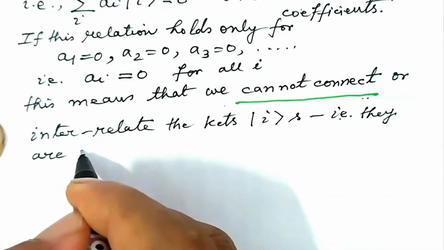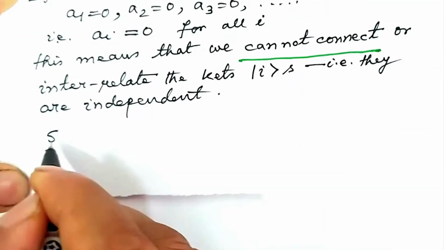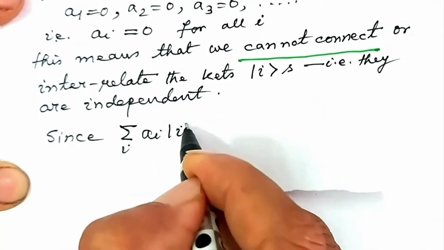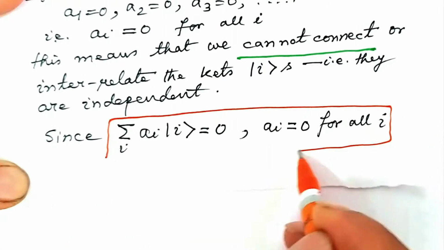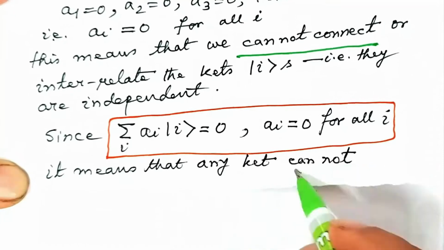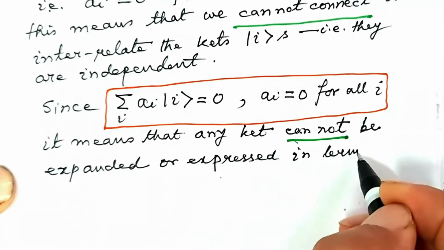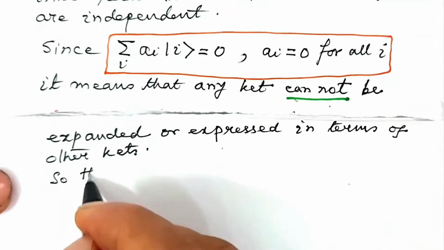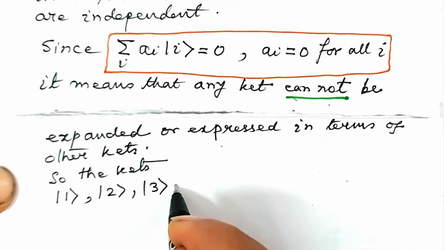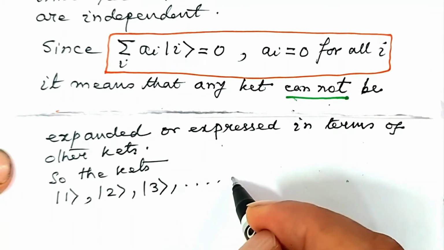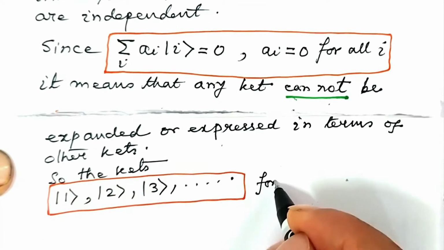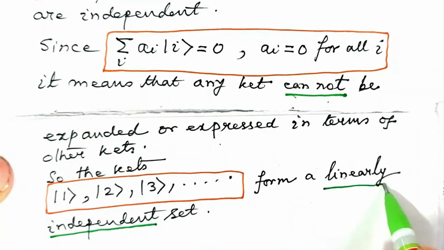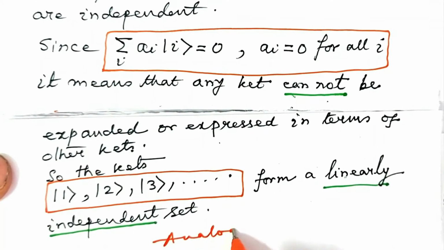That is, they are independent, they do not fit together. Since summation over i, Ai Ket i equal to 0 with Ai equal to 0 for all i, it means that any Ket cannot be expanded or expressed in terms of the other Kets. So the Kets, that is Ket1, Ket2, Ket3, this series of Kets cannot be associated, and we say that Ket1, Ket2, Ket3, etc. form a linearly independent set. They do not care for each other, do not depend on each other. Let us give an analogy.